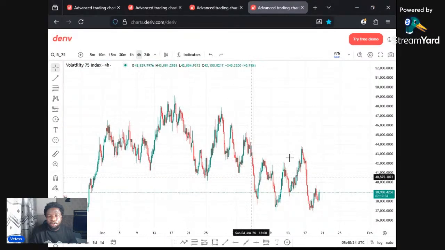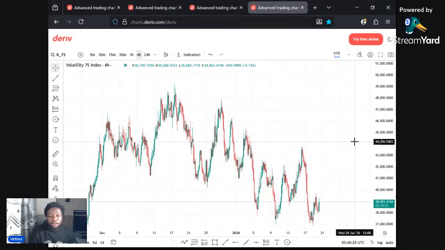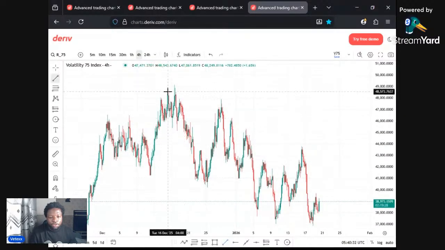All right. Now this is the only thing I can see clearly at the moment. On the 4-hour time frame, we have a sweep of liquidity, which is this, and then we have our first break of structure, which is this.